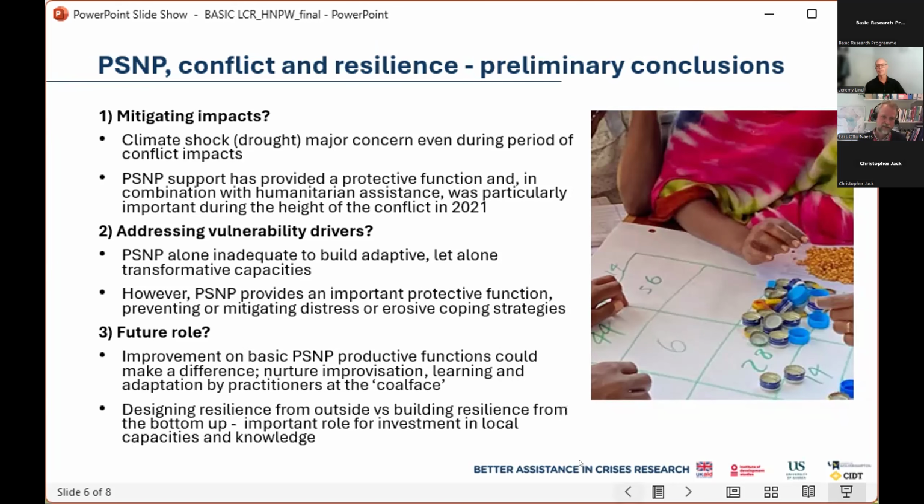And related to that, I think we should also realize the limits of designing resilience from the outside, and put more focus on building resilience from the bottom up, and highlight the important role for investment in these local capacities, and also recognize and strengthen local knowledge.